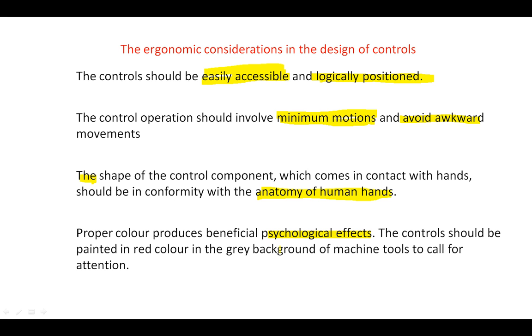Suppose red color is used, then it will attract the attention of a user very easily. You might have seen that different switches are colored red, which control very risky operations. On/off switches in a machine are colored with red color in a gray background, because red color attracts attention very easily. It is very easy to call for attention. So proper coloring also helps the user to focus on the task.